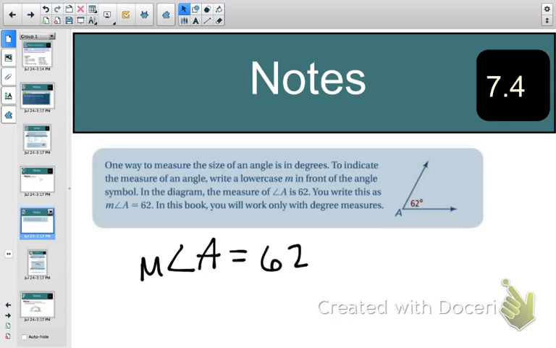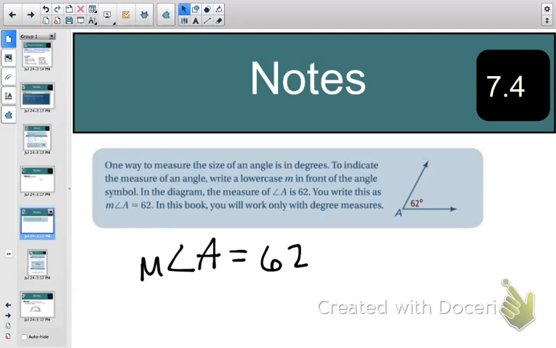So we don't say angle A equals 62, because that's talking about the actual angle. Okay, the angle can't equal a number. So if we're saying how big is the angle, then we can say it's 62. But we can't say that the angle equals something. So we just have to put that m in front.